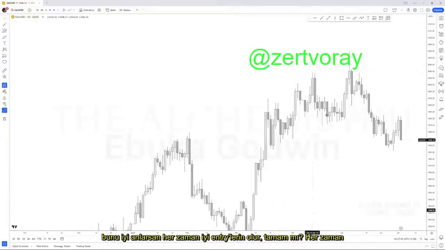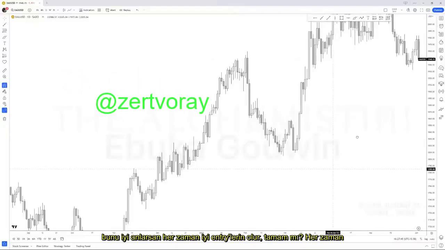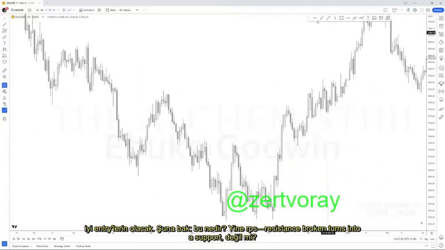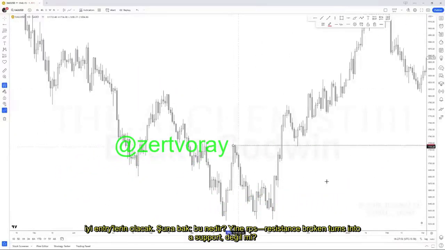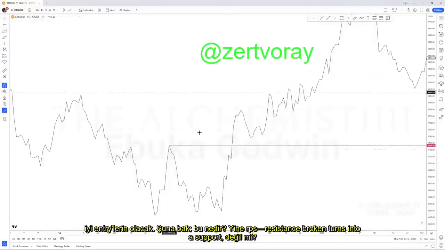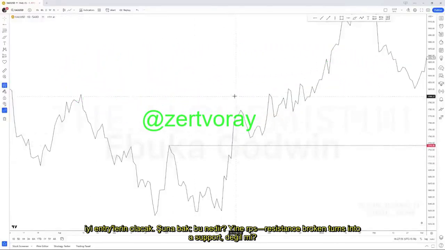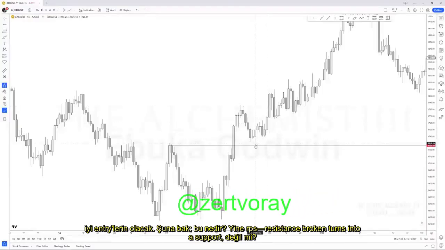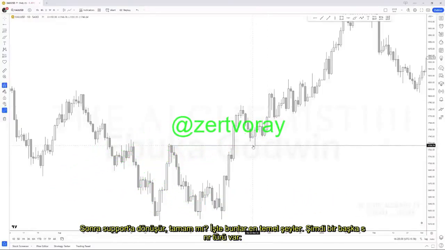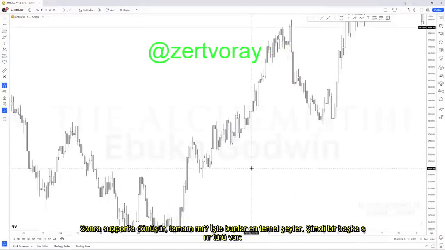If you understand this well, you will always have some good entries. Look at this. What is that? Once again, RBS, resistance broken, turns into a support, right? So that's the very basic stuff.